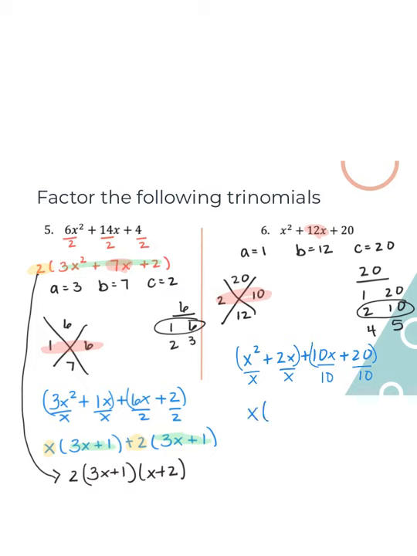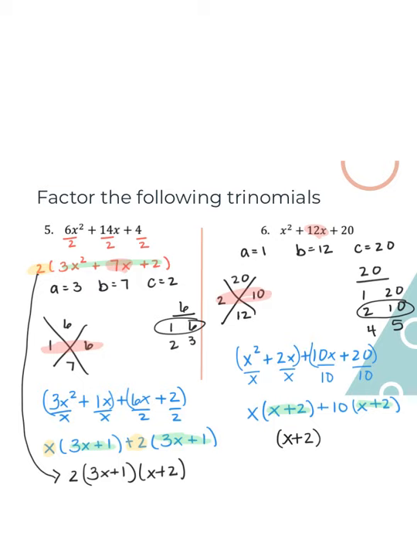I'm going to stick that x on the outside. So x squared divided by x, I'm just left with x. Plus 2x divided by x, I'm just left with a 2. Plus 10 goes on the outside. And then 10x divided by 10, I'm just left with an x. And 20 divided by 10, I'm left with a 2. So let's double check. How do our insides look? They look fantastic. So x plus 2.